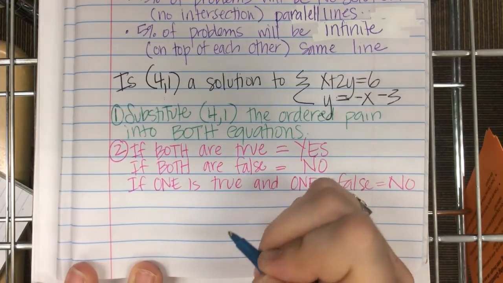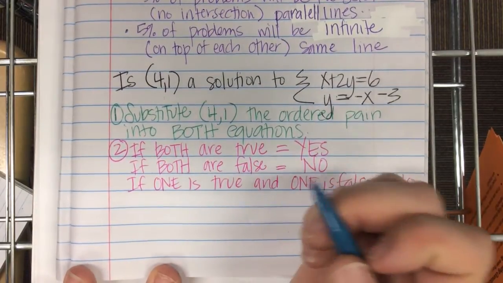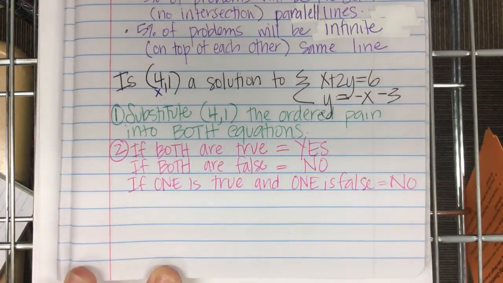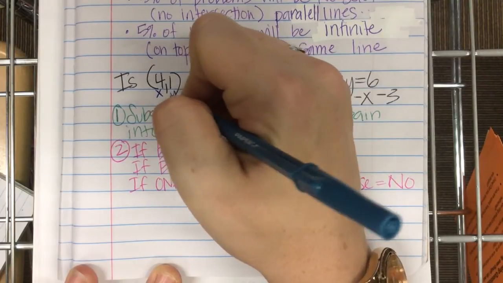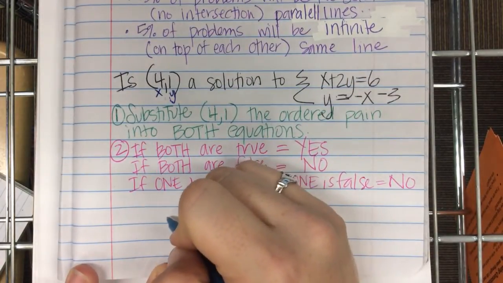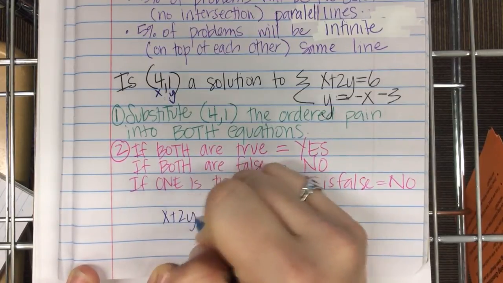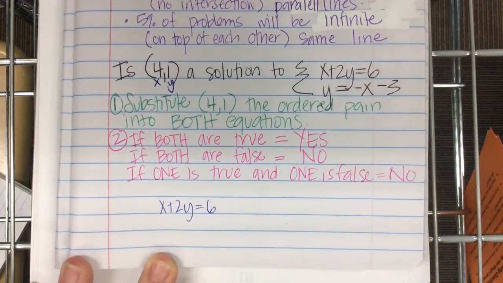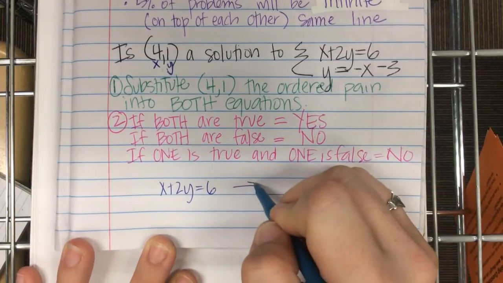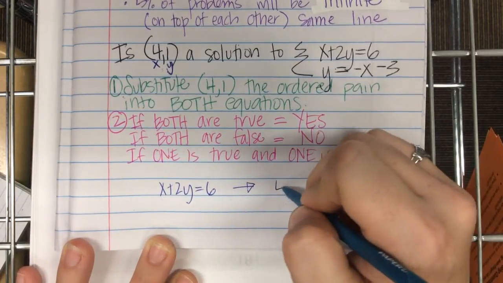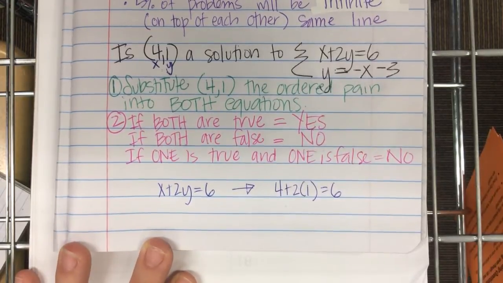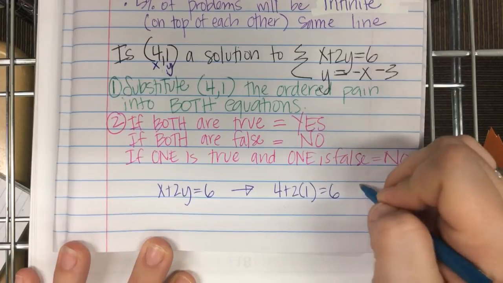So here we go. Mental math will be your friend. I'm writing it out because these are your notes. Instead of x, we're putting in 4. And instead of y, we're putting in 1. x plus 2y equals 6 is really 4 plus 2 times 1 equals 6. Is that true? Yeah.